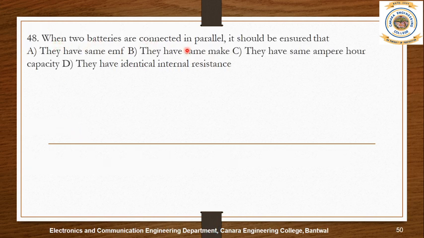When two batteries are connected in parallel, it should be ensured that they have same EMF, they have same make, they have same ampere hour capacity, they have identical internal resistance. Batteries are something like an ideal voltage source. So when connected in parallel, they should have same EMF. Otherwise you can't connect two batteries in parallel or it is not useful. So option A is the right option.